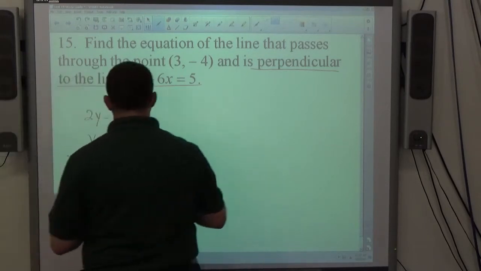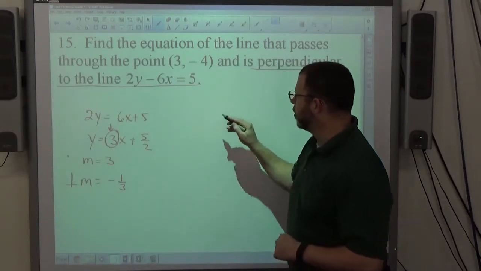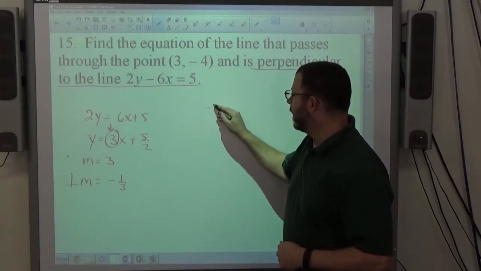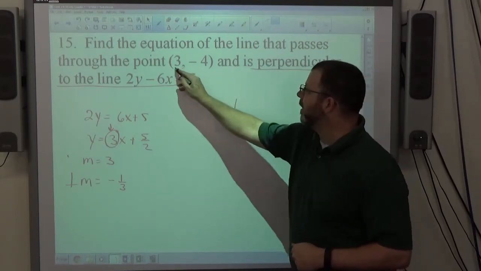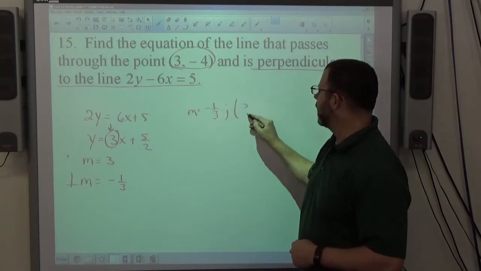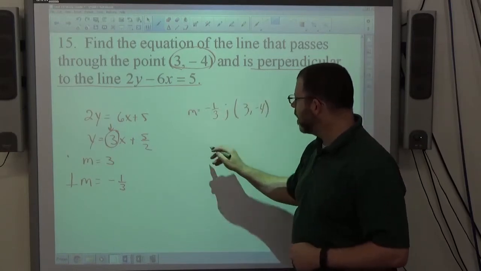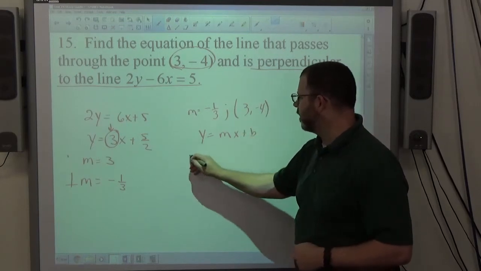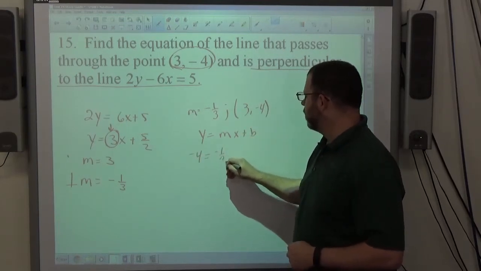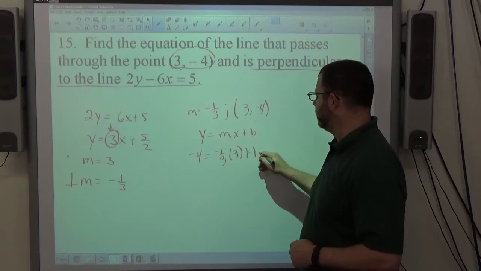Once I know what the slope of the line I'm looking for is, this line is no longer important to me. Now what I care about is the slope I have, which is -1/3, and the point that the line I'm looking for passes through, which is 3, -4. I go to y equals mx plus b and substitute my numbers in. So y is -4, m is -1/3, x is 3, plus b.